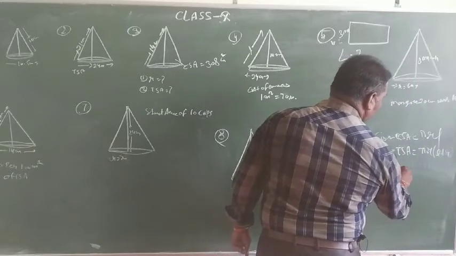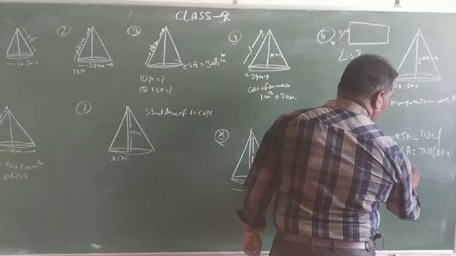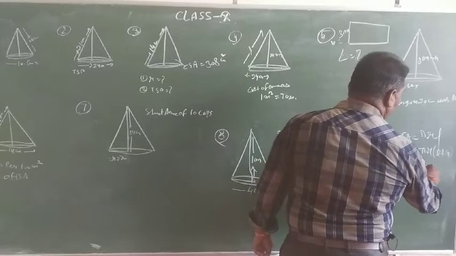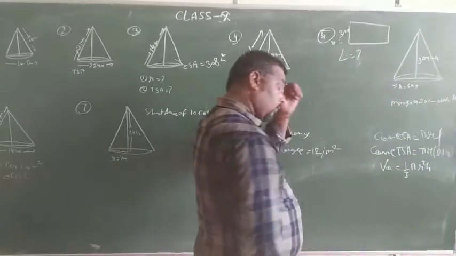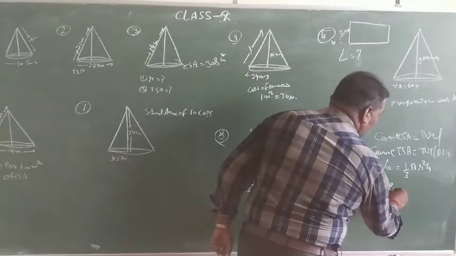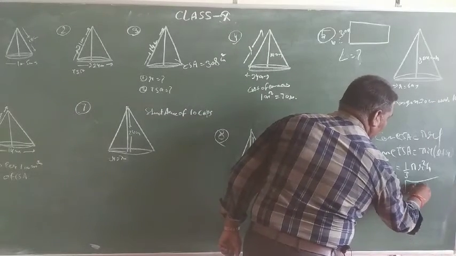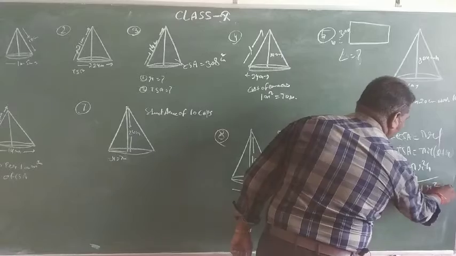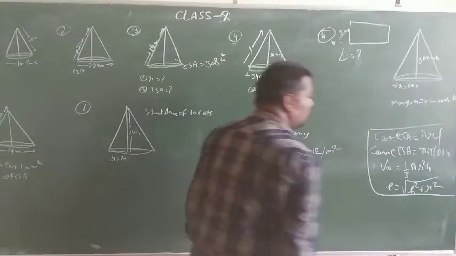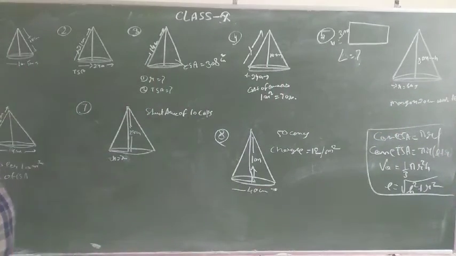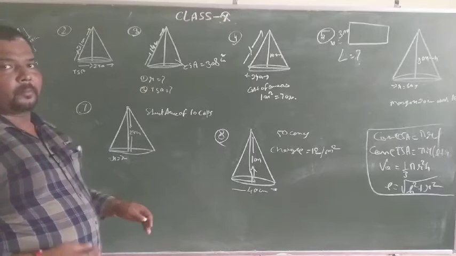And volume is equal to 1 upon 3 pi r square h, and the slant height equals under root h square plus r square. Students, these are the formulas of the cone. So I will explain this exercise one by one.